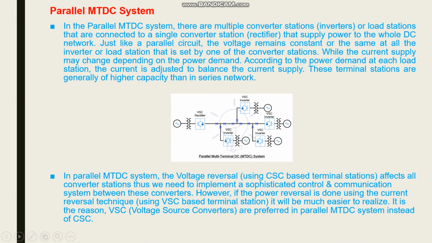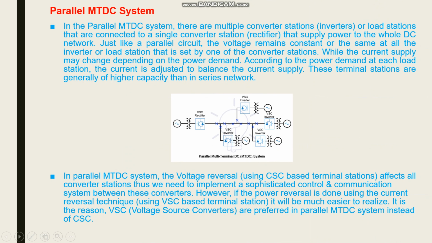Let's see about the parallel MTDC system. In a parallel MTDC system, there are multiple converters or load stations that are connected to a single converter station. These converters act as a rectifier that supplies power to the whole DC network. Just like a parallel circuit, the voltage remains constant or the same at all the inverter or load stations, which is set by one of the converter stations, while the current supply may change depending on the power demand. According to the power demand at each load station, the current is adjusted to balance the current supply. These terminal stations are generally of higher capacity than in a series network. This is a parallel MTDC system.